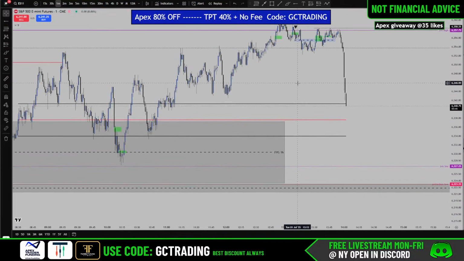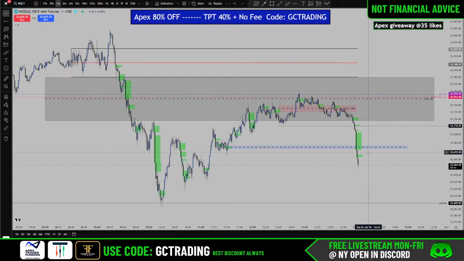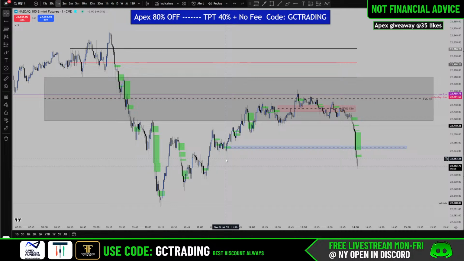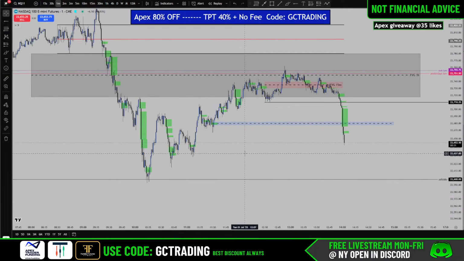Tapping ORB high right here. Yo, ES is dropping hard. Is ES catching up? Yeah, ES is catching up. Okay, wow, that's crazy.